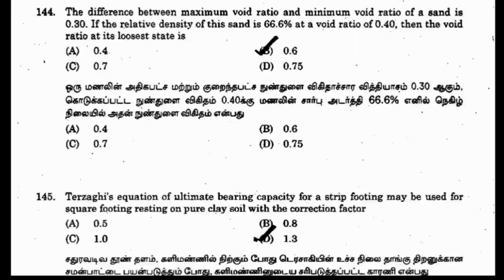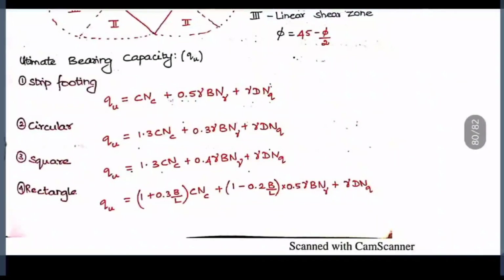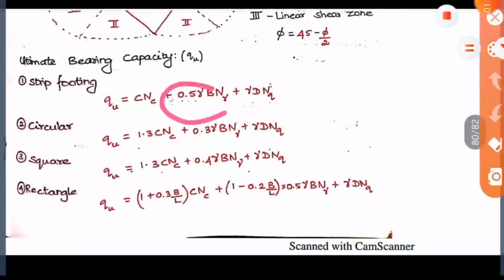Then question 145. Terzaghi's equation of ultimate bearing capacity for a strip footing may be used for square footing resting on pure clay soil with the correction factor what? So this formula we have already studied in the bearing capacity unit. Let us see that. This is the formula we have studied. For strip footing, it is given as c Nc plus 0.5 gamma B N gamma plus gamma D Nq, like that. When the clay is a pure clay, this N gamma will be equal to 0. So the second term will automatically become 0.